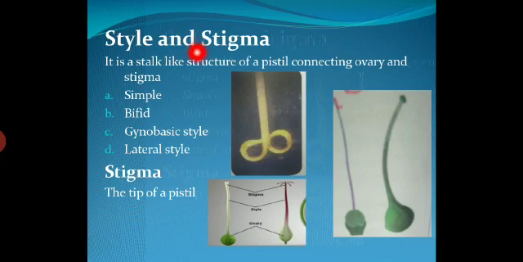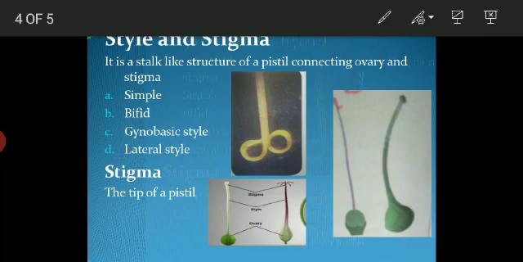First one, the simple style. The simple unbranched style, for example, hibiscus. Second one, bifid. Bifid means the style is branched into two. For example, Asteraceae.